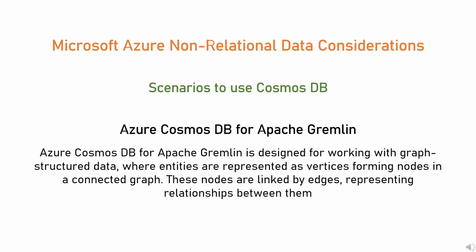Azure Cosmos DB for Apache Gremlin. Azure Cosmos DB for Apache Gremlin is designed for working with graph structured data, where entities are represented as vertices, forming nodes in a connected graph. These nodes are linked by edges, representing relationships between them.